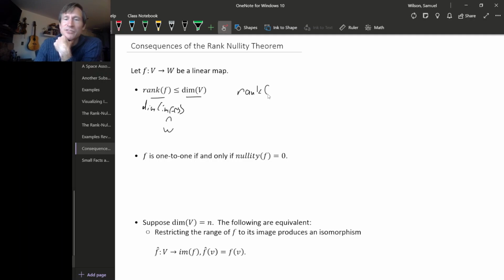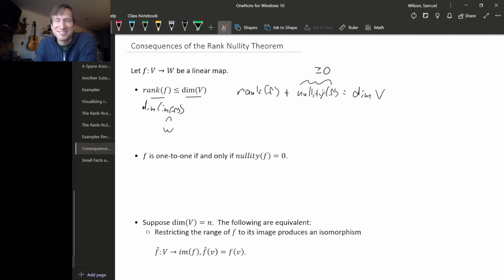The rank of F plus the nullity of F is equal to the dimension of the domain space, V, but the nullity here has to be greater than or equal to 0, just because it's a dimension, it has to be a non-negative integer. And that means that the rank has to be less than or equal to the dimension, right? Because if you add a certain non-negative number to the rank, you get the dimension of V. So that means that the rank had to start out less than or equal to the dimension of V.